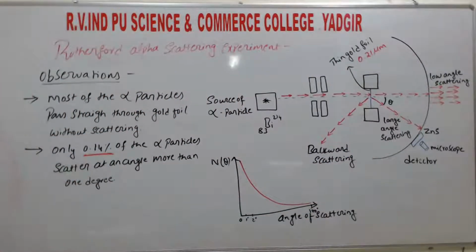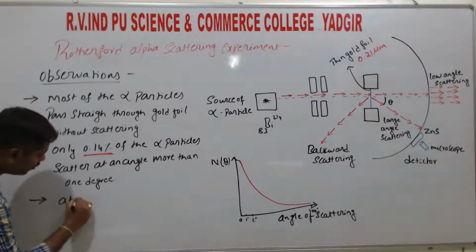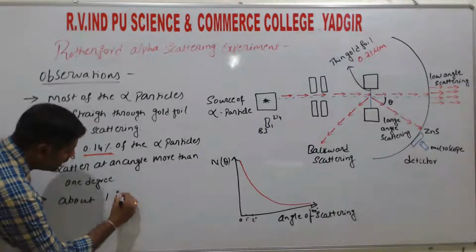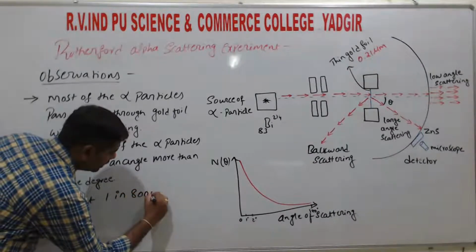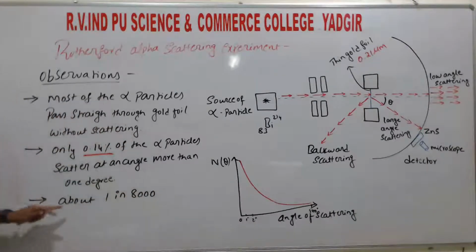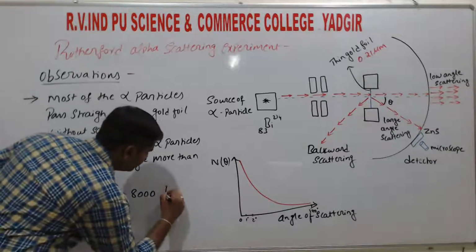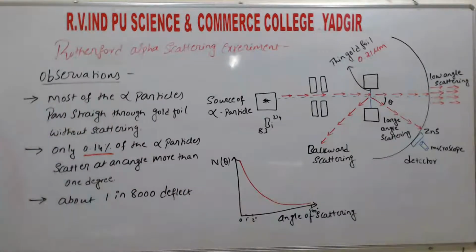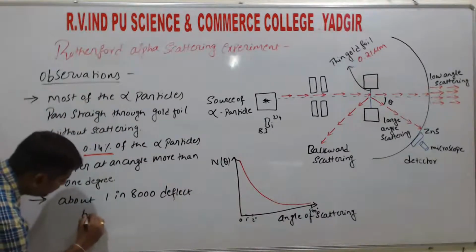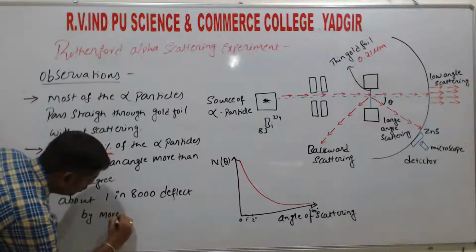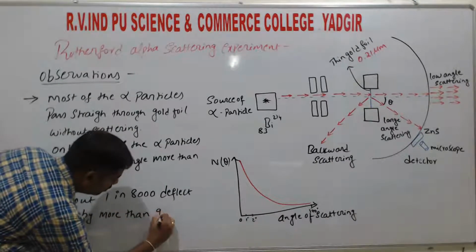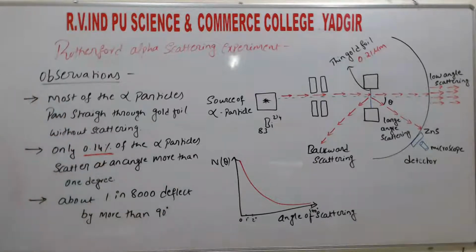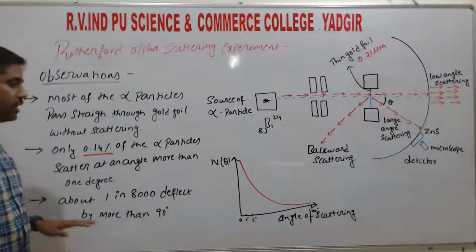And the third one is that about 1 in 8,000 alpha particles deflect by more than 90 degrees. So this one is the third observation.